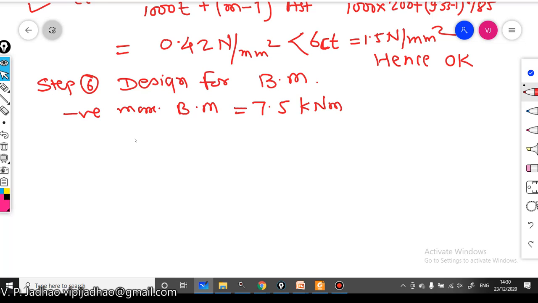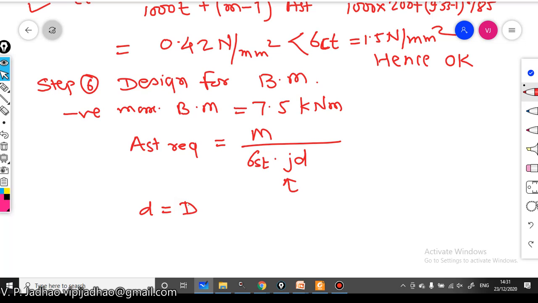The formula for calculating AST required is equal to M, that is the bending moment, divided by sigma st into j into d. We have already calculated the value of j, that is the design constant, and d. This d is equal to thickness minus effective cover. Let us assume 50 mm effective cover, therefore 200 minus 50, this d will be equal to 150 mm. This is the effective depth of your wall.